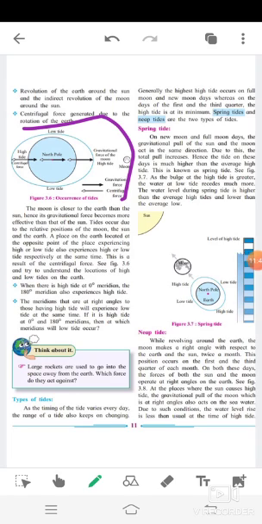Spring tide. On new moon day and full moon day, the gravitational pull of the sun and the moon act in the same direction. Due to this, the total pull increases. Hence, the tide on these days is much higher than the average high tide. This is known as spring tide.